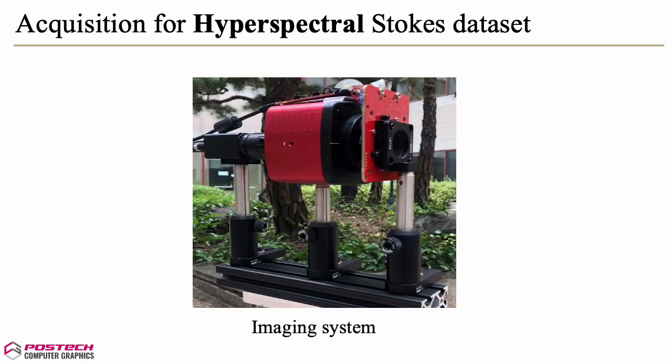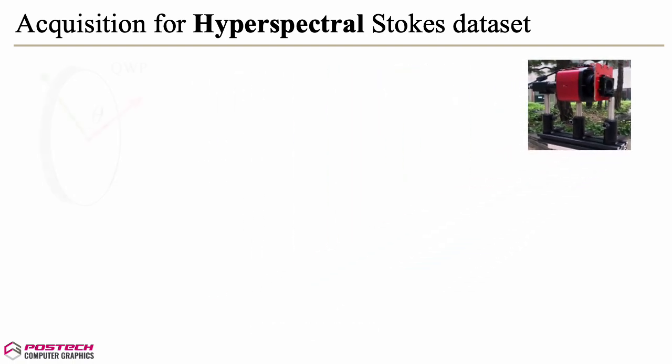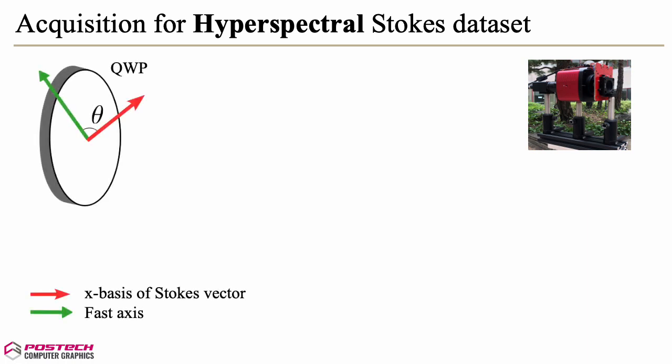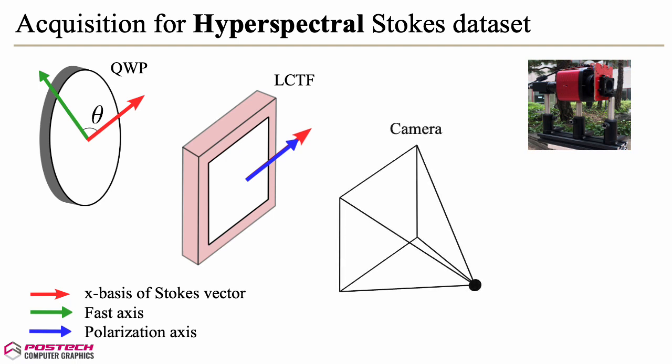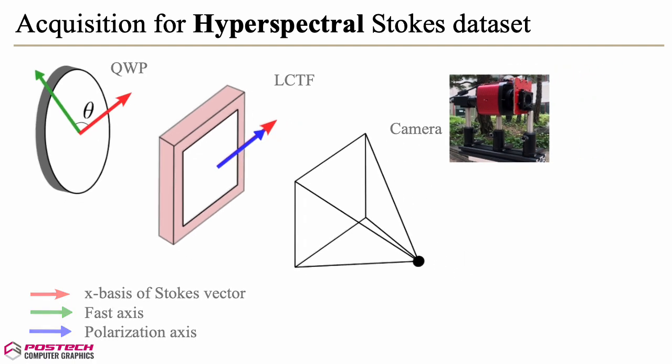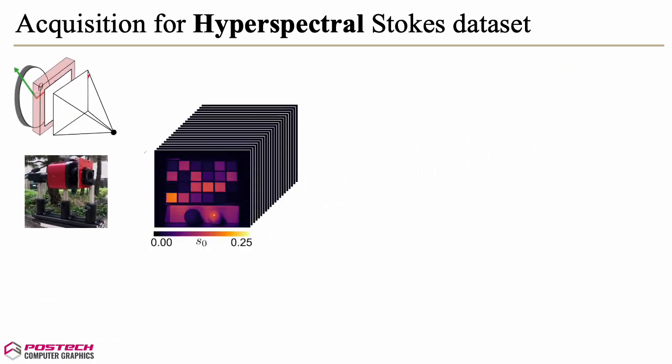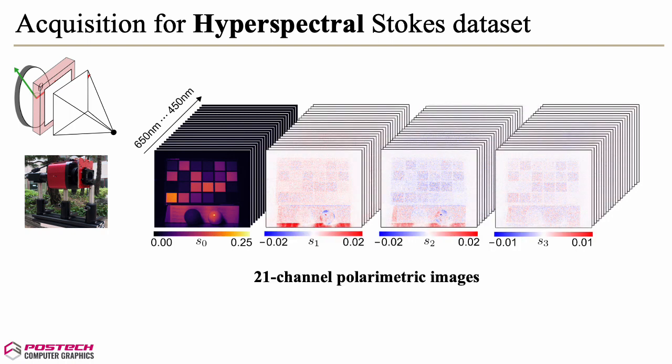To acquire the hyperspectral dataset, we utilized an imaging system with rotating quarter wave plates and a liquid crystal tunable filter, allowing us to capture images across 21 spectral channels sequentially. As a result, we provide full Stokes images including S0, S1, S2, and S3 for 21 hyperspectral channels.